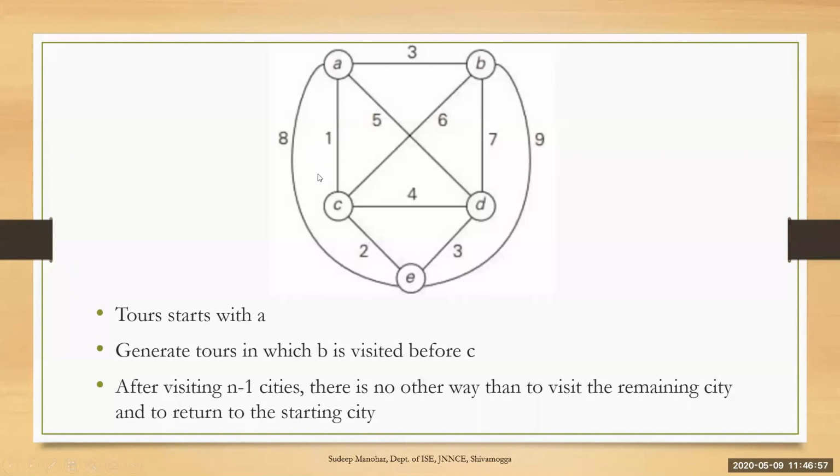So we'll consider this example. This is a graph. It's an undirected graph, and it contains weights. It is a weighted graph. We'll do some consideration for this problem. The consideration is, the tour starts with A. We consider the starting point as A. Generate tours in which B is visited before C. This is one more consideration.